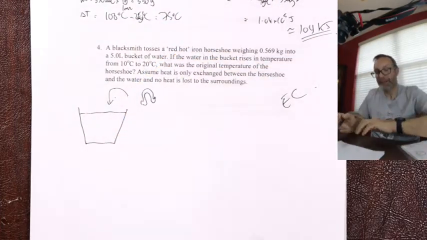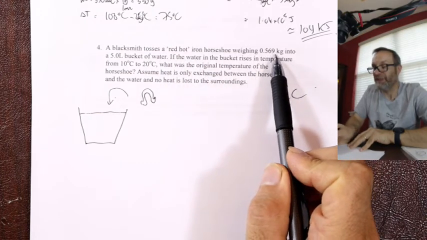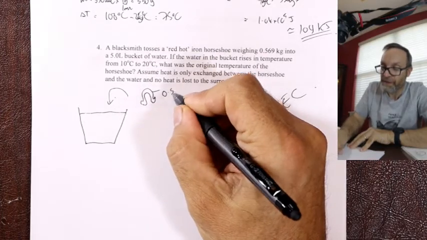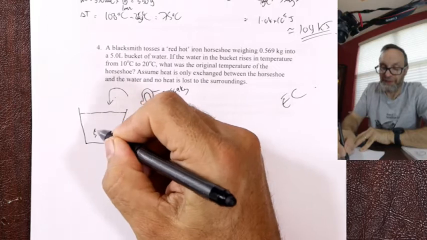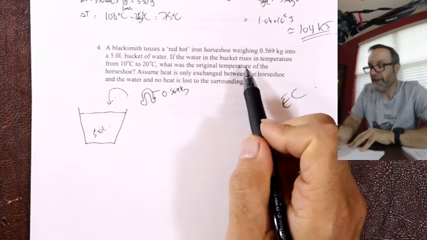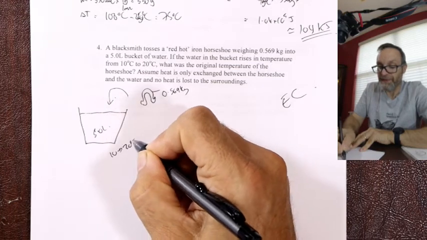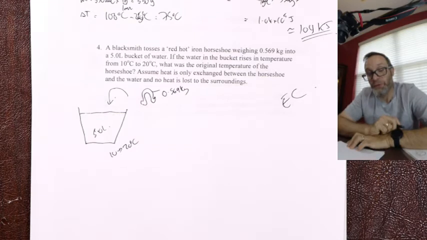So a blacksmith tosses a red hot horseshoe weighing 0.569 kilograms into a bucket of water, 5 liters. The water goes from 10 to 20 degrees C. Question: what's the original temperature of the horseshoe?